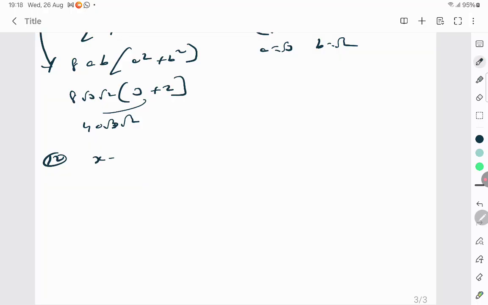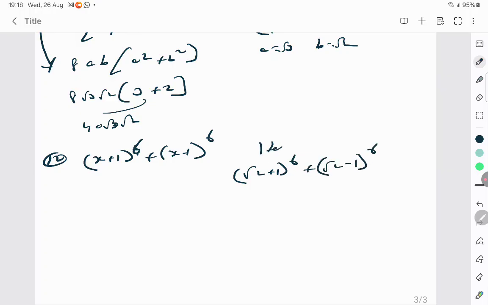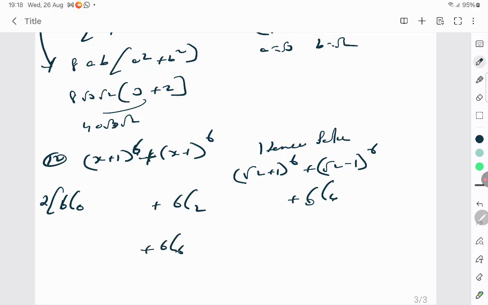The 12th question: (x plus 1) the whole to the power 6 plus (x minus 1) the whole to the power 6. You know it's (root 2 plus 1) the whole to the power 6 plus (root 2 minus 1) the whole to the power 6. Hence solve. Hence solve, don't touch it. It is with addition. Addition means you know that nC0 will come twice. 2 times 6C0 plus 6C2 plus 6C4 plus 6C6.